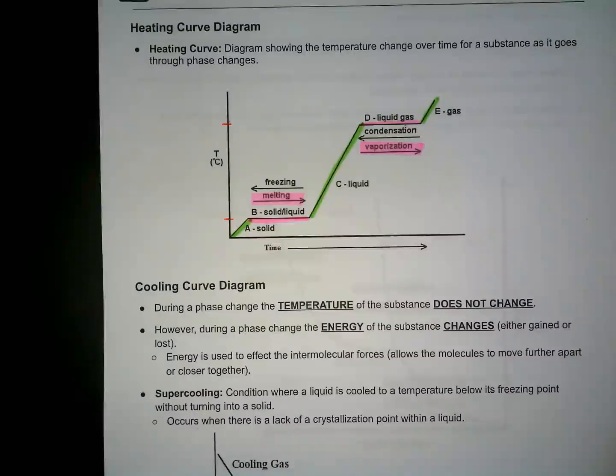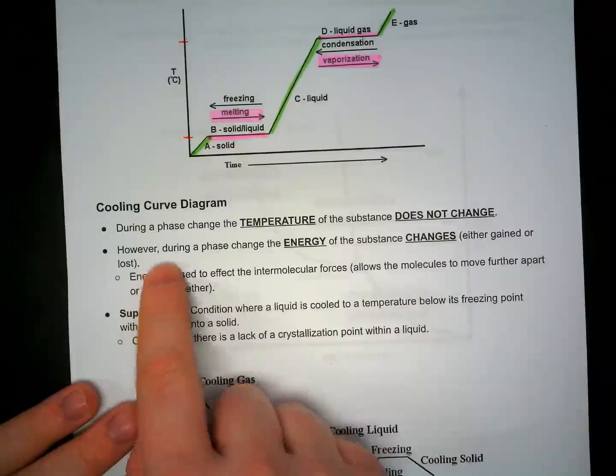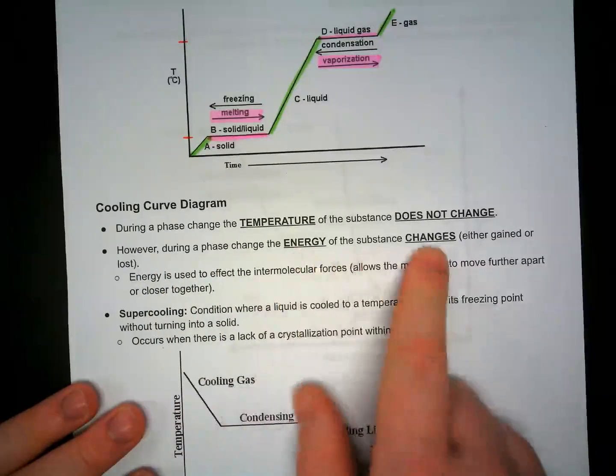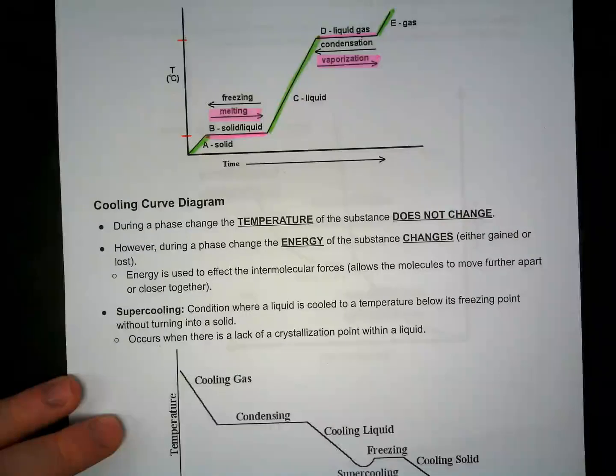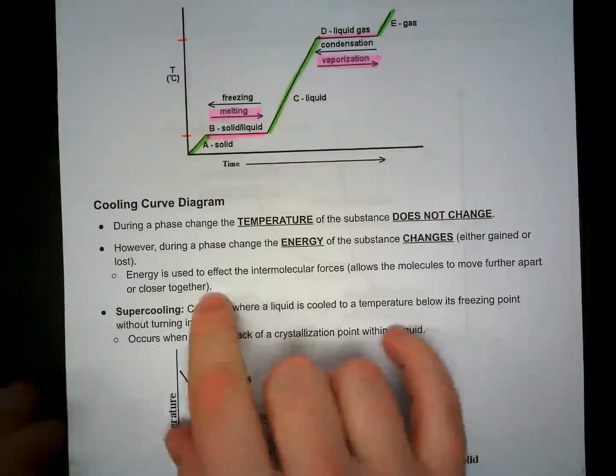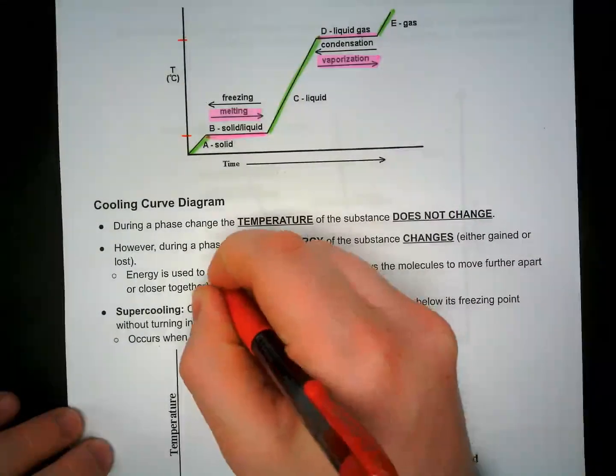But what is happening to the energy? So, during a phase change, the energy of the substance changes. Either it's gained or it's lost. So here, energy is used to affect, and that should say affect, not effect, but affect.